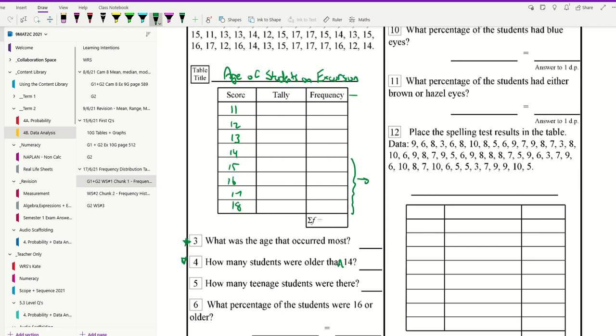How many teenage students were there? So teenage students is all these guys. You're going to add them all up, put that answer in here. And then what percentage of the students were 16 or older? So you're going to have to count them all up, which will be adding up all these frequencies. You'll have a sum in here. And then your percentage is going to be 16 or older. So you're going to add those 3 there and then go whatever that number is.